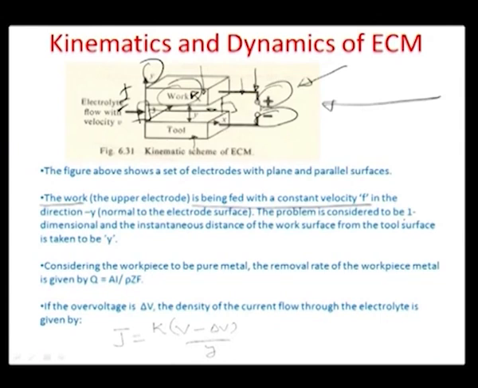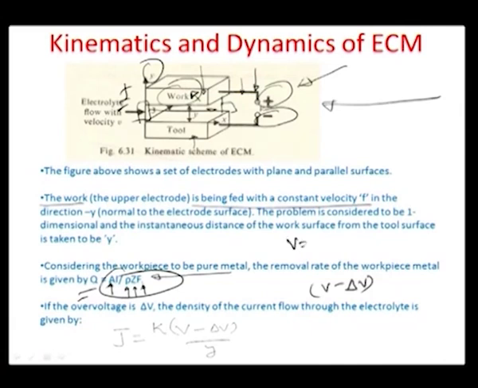So, we already know that the volume rate of removal of the workpiece material is given by AI divided by rho ZF, A being the atomic number, I being the current in amperes, rho is the density of the material to be removed, and Z and F are the valency and the Faraday constant respectively for the workpiece material. So, if the total overvoltage is delta V, meaning V minus delta V is the available voltage to us, then we have a relationship between the electric field and the current.